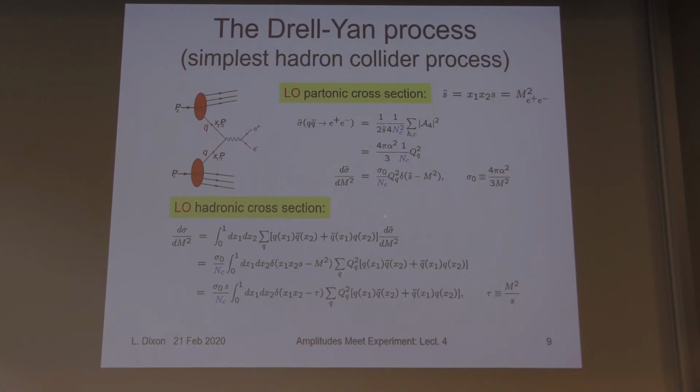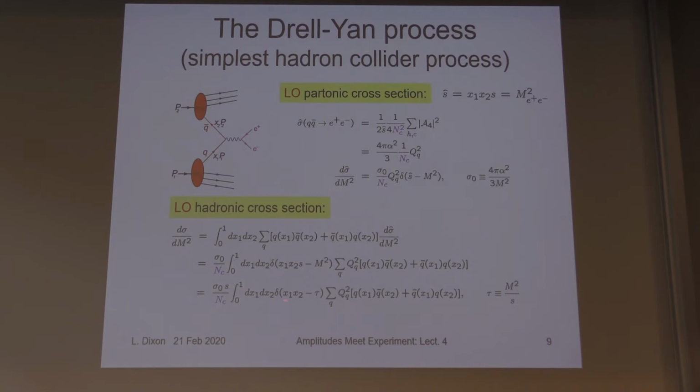When we insert that into the general formula for the QCD improved parton model, we multiply it by the relevant parton distributions, which is a quark on one side and an anti-quark on the other side, plus the opposite possibility. And then we get a delta function in s hat, which is, remember, s hat was s times the two momentum fractions, x1 and x2. And then we have to do this integral here.